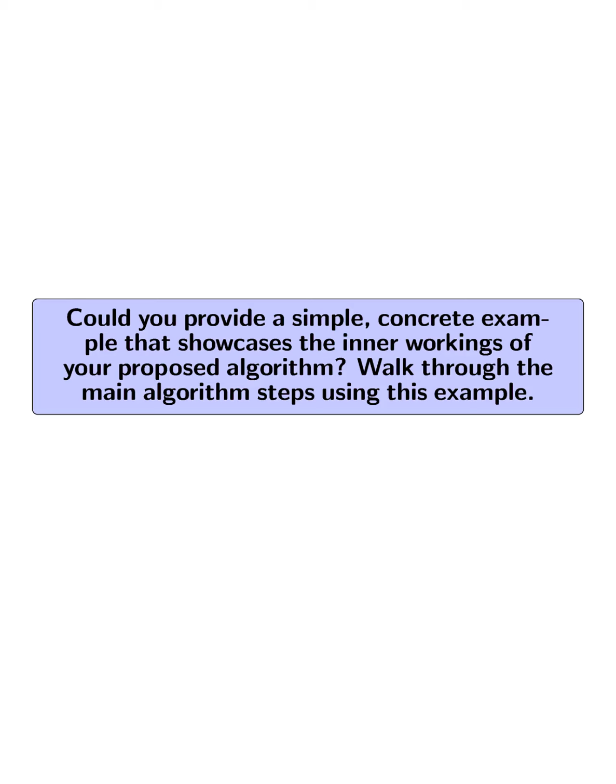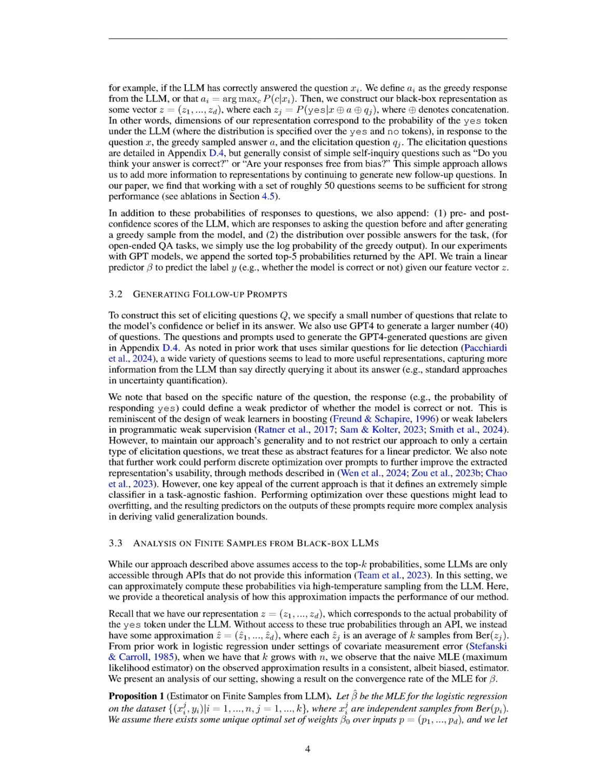Could you provide a simple, concrete example that showcases the inner workings of your proposed algorithm? Walk through the main algorithm steps using this example. To illustrate the inner workings of our proposed algorithm, KRE, question representation elicitation, consider a scenario where we want to predict whether a language model's answer to a question is correct. First, we input a question, say, "What is the capital of France?" into the LLM, which generates a response, for example, Paris.